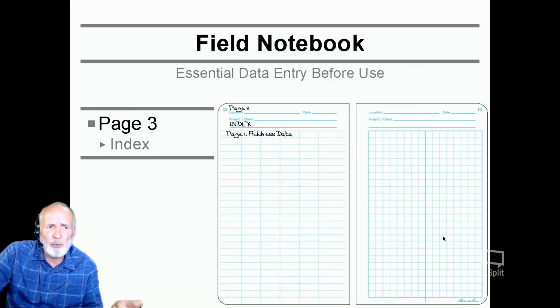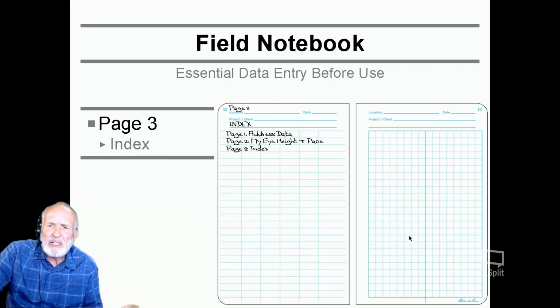Well, page 1 was the address data. That's where the notebook goes back. Number 2 is my eye height and my pace, right? Page 3, it's the index. So leave a little blank. You may even leave 2 pages blank. Call this page 4, and maybe you start at page 5.